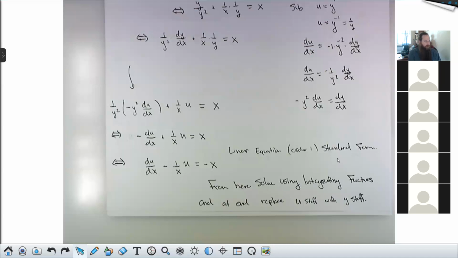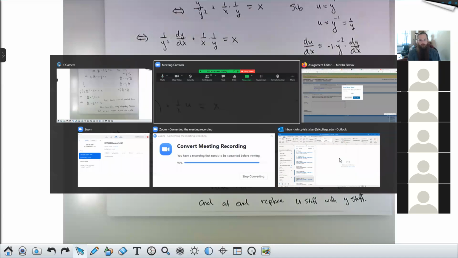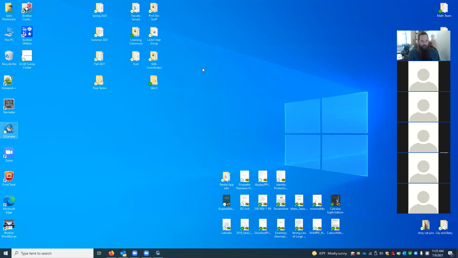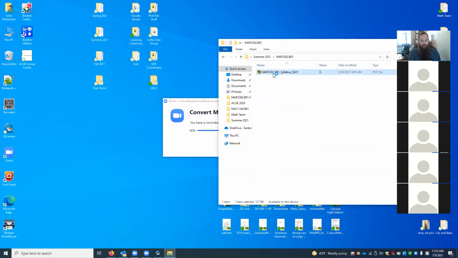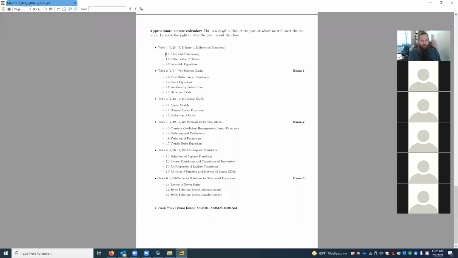What sections are the tests covering? So the sections from the syllabus. If you look in the syllabus, the test covers 1.1, 1.2, 2.2, 2.3, 2.4, 2.5, and 2.1. So the test covers all the material from weeks 1 and 2.